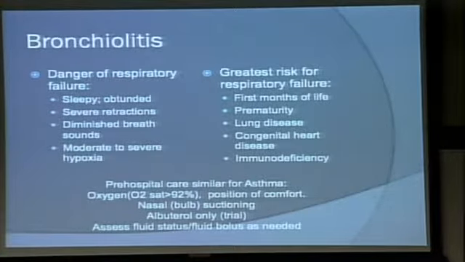And the kids who are most at risk are in the first few months of life, children who were premature, lung disease, congenital lung disease, congenital heart disease, and kids with immunodeficiency. Now, pre-hospital, your care is just like for asthma. Oxygen, try to get their O2 sats above 92. Position of comfort. Use that.